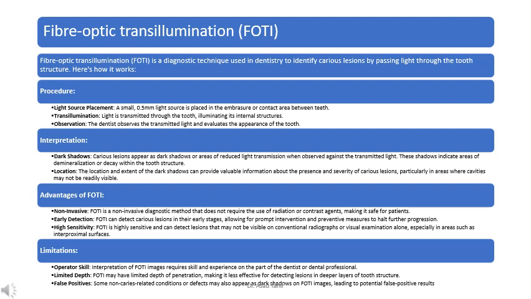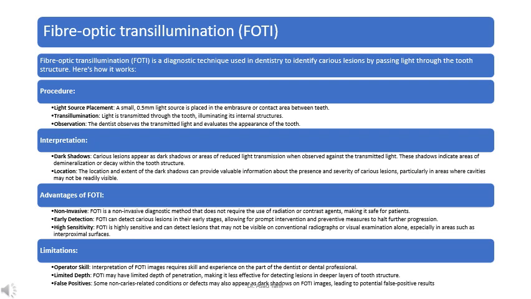Procedure. Light source placement. A small, 0.5 mm light source is placed in the embrasure, or contact area of teeth. Transillumination. Light is transmitted through the tooth, illuminating its internal structures. Observation. The dentist or dental professional observes the transmitted light and evaluates the appearance of the tooth.